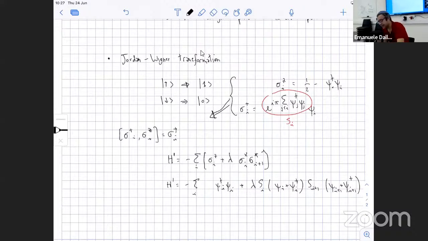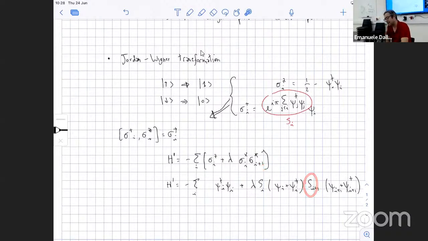So now the string has different terms. In the string, there are some terms that act before site I, right? The string is the product of all the sites before the site I. So for all the sites that are before the site I, I can simply commute. Well, one needs to be careful with the minus signs. We'll fix it in a moment.